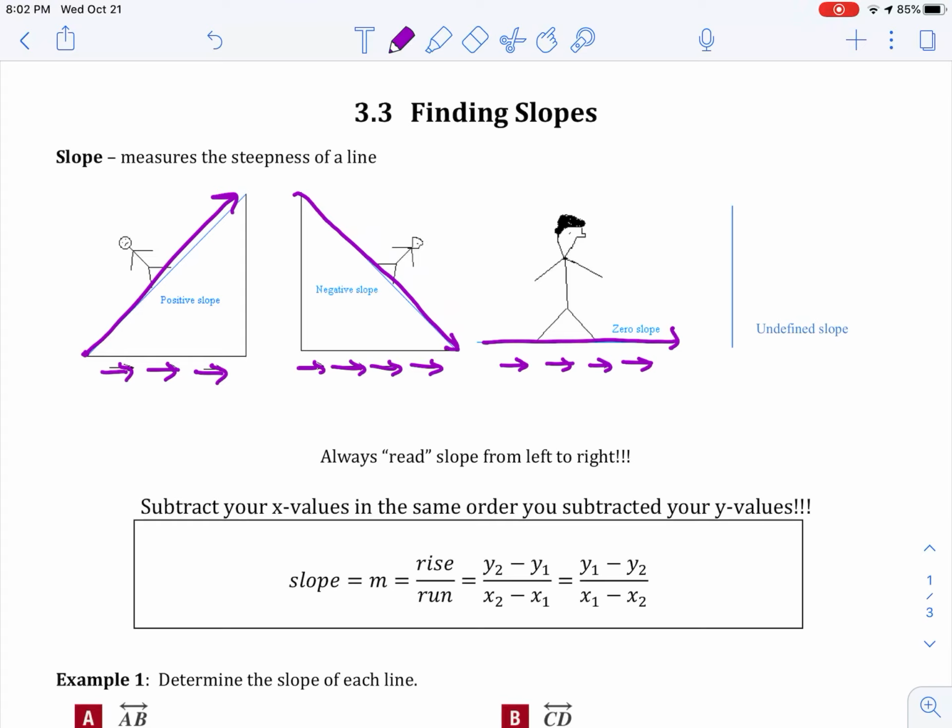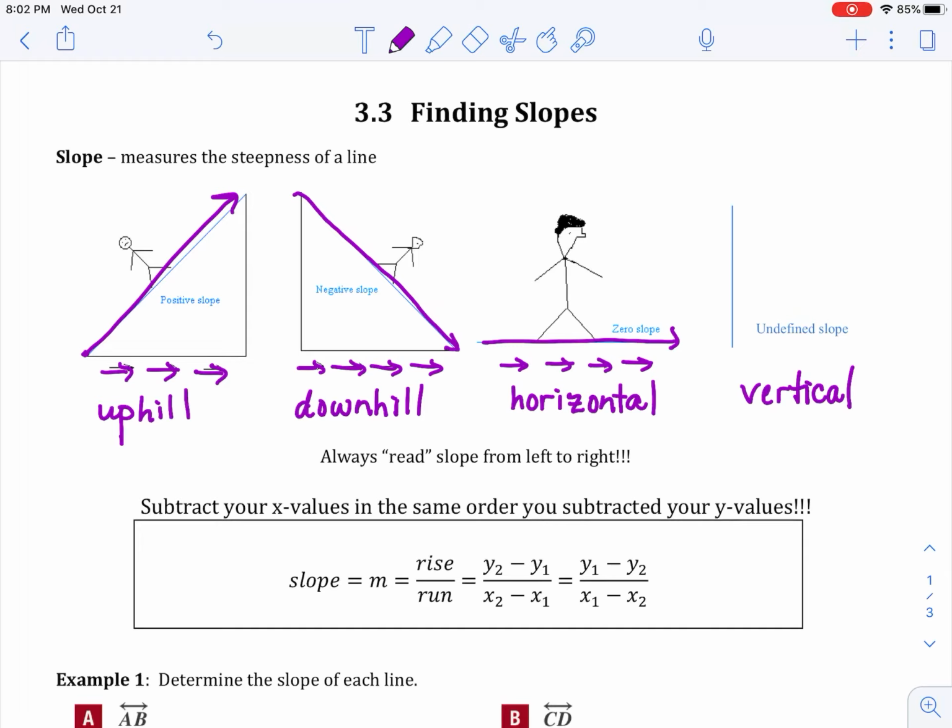So again, a positive slope is if you're heading uphill. A negative slope is heading downhill. A zero slope is if you're walking completely horizontal. And an undefined slope is, well, you can't walk that, right? Because nobody can walk a vertical hill. Nobody can go straight up something vertical. And so that's how you want to think of slope.